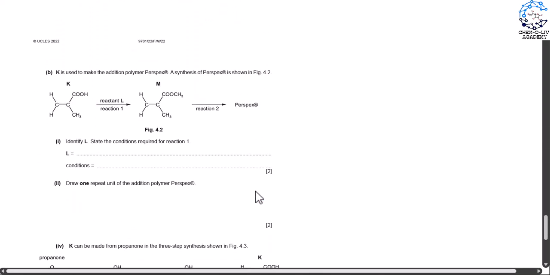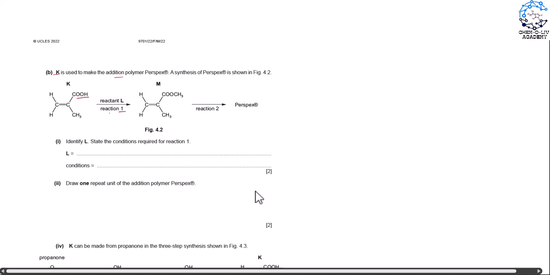So a lot of questions are being asked from organic chemistry. Do prepare well for this topic, and the questions are always easy. Okay, now K is used to make the addition polymer perspex. A synthesis of this substance is shown in 4.2. So reactant L and reaction 1. So what is the reaction that happened over here?